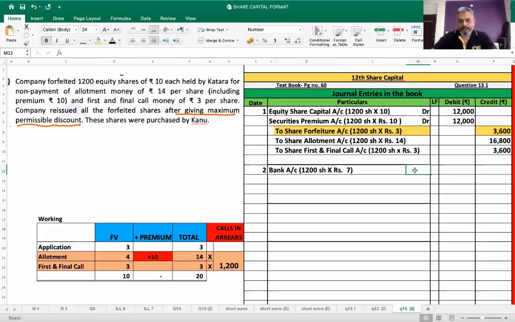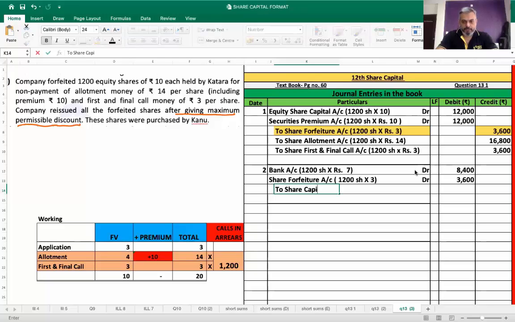So bank account debit 12 sevens are 84, 8400. Share forfeiture account. Now 1200 shares maximum discount, तो 3 rupees का डिस्काउंट दिया. So debit 3600 to share capital account. 1200 shares into ₹10 per share, 12,000.